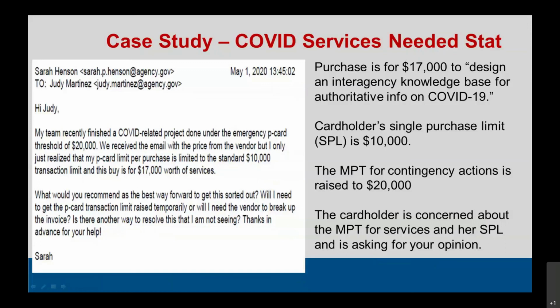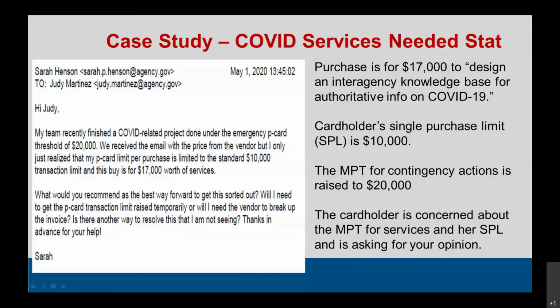So after reaching out, the cardholder explained that the work is to design an interagency knowledge base for authoritative information on COVID-19. She's never used a purchase card over $2,500 before, and she was really confused by all the definitions of services that she found. So we decided to break down the decision for her so she understood. Using the test for supply, we know we don't have a supply here because we're getting a service. We know we don't have construction because we're not talking about altering or repairing anything. So we go to services and ask, is this non-personal or personal? Well, the work is performed independently, so it's non-personal.